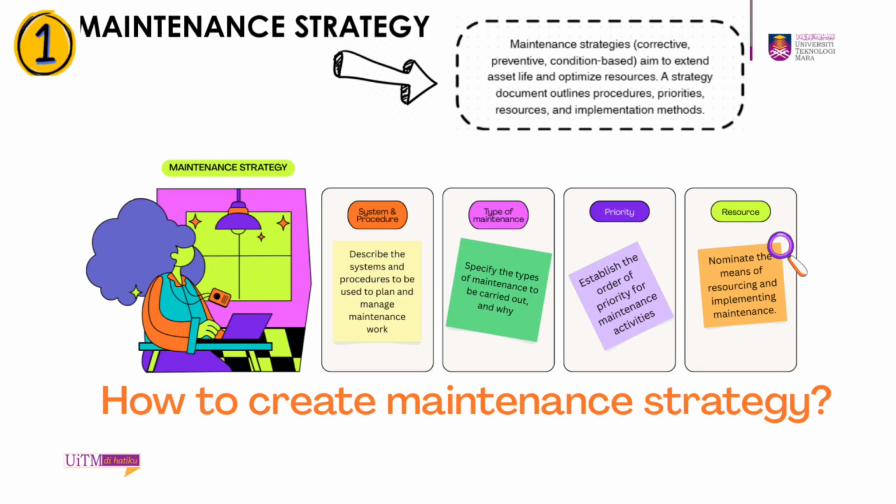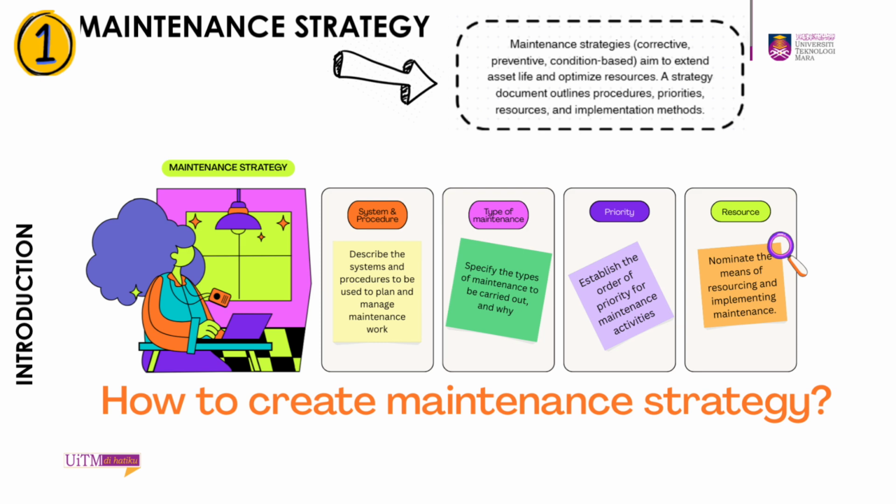1. Maintenance strategy. Maintenance strategies, corrective, preventive, condition-based, aim to extend asset life and optimize resources. A strategy document outlines procedures, priorities, resources and implementation methods. How to create a maintenance strategy.